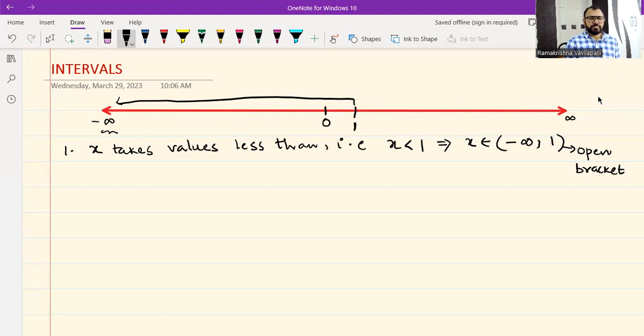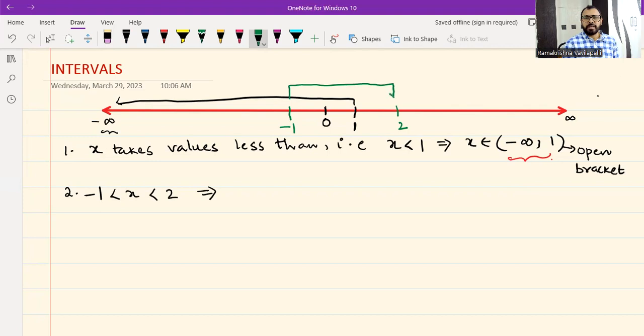I will take another example. For example, -1 less than x less than 2. How do we represent that x lies between -1 and 2 in interval form? So this we will write the same way. This is -1 to 2. This is -1 and this is 2. So we have to take the values between -1 and 2. Means we have to list all the numbers between -1 and 2. So we will write it another way: x belongs to -1 to 2. The meaning of this statement is that x lies between -1 and 2.